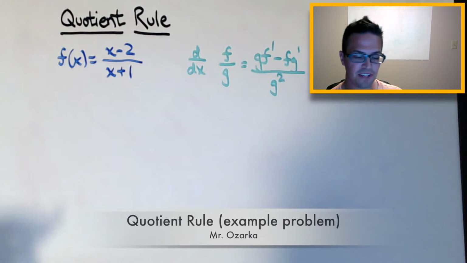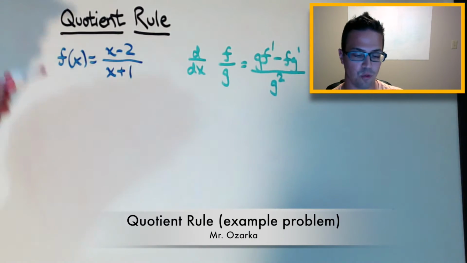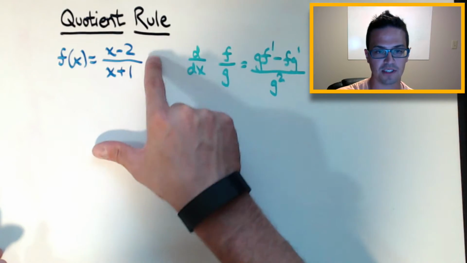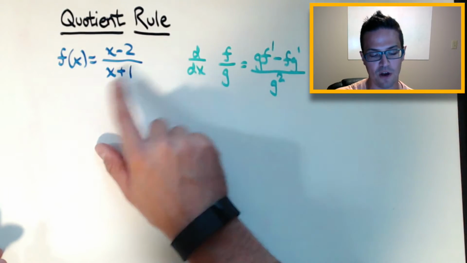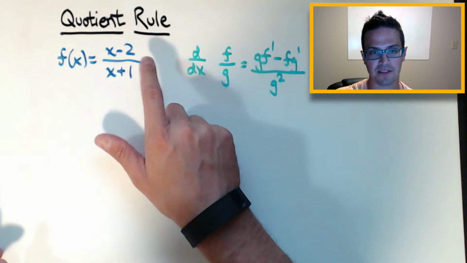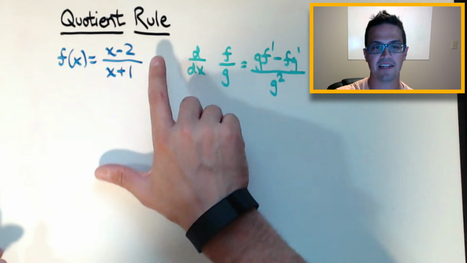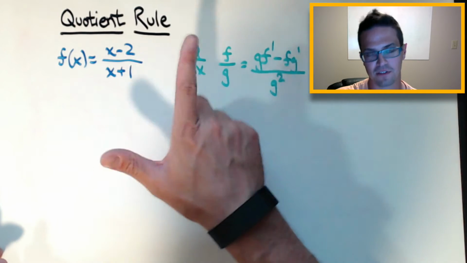All right, so this is going to be a video about an example problem using the quotient rule. Okay, so right here I have a function that is basically the quotient of two other functions. So I have x minus 2 over x plus 1. Again, quotient means you're dividing. In this case, the quotient is a function over a function. And the formula for this is called the quotient rule.